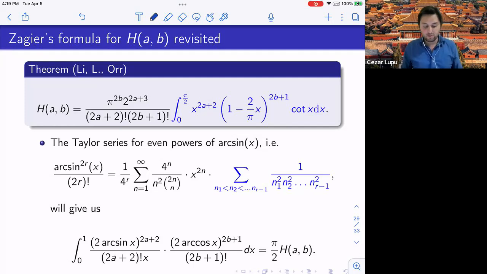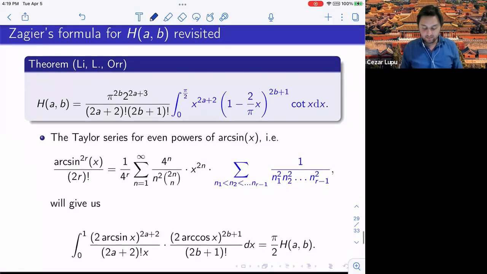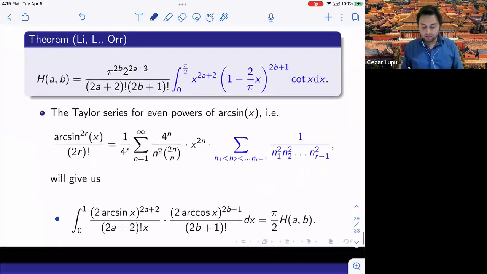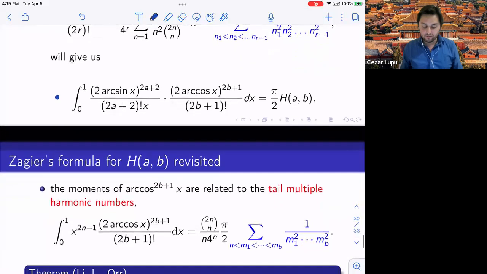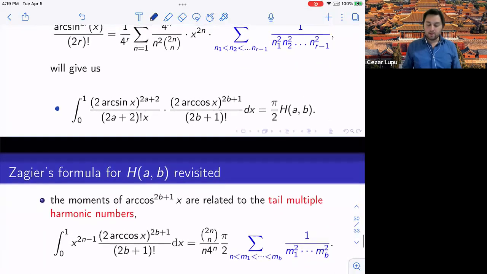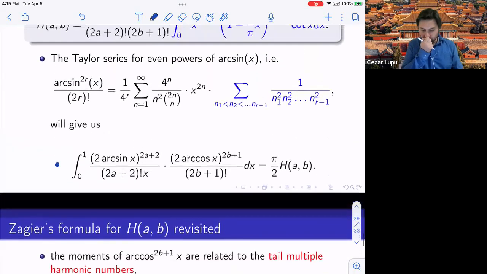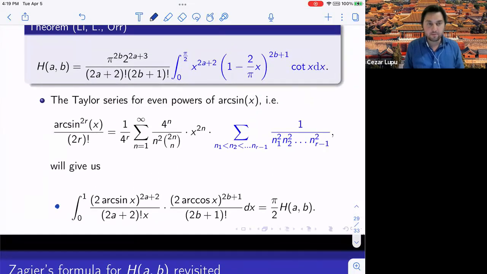The first one is to use the Taylor series for even powers of arcsine, which we have seen previously, which will give us this formula here. But now we have to deal with this tail, or with this arc cosine of x. The moments of arc cosine of x to the power 2b plus 1 are related to the tail multiple harmonic numbers, which will be given by this. So these two ingredients will give us this first part, right here.